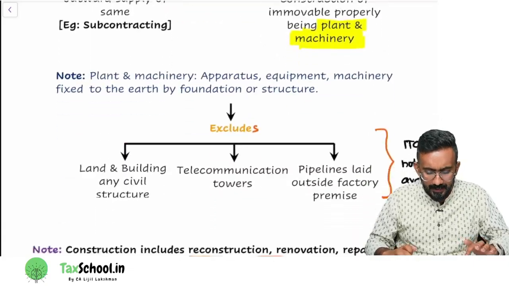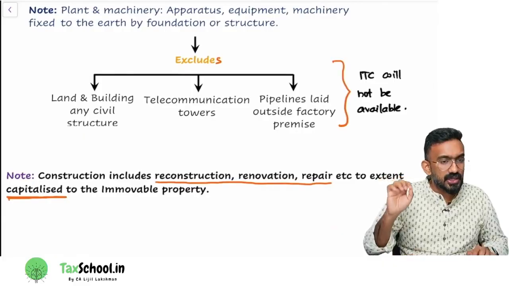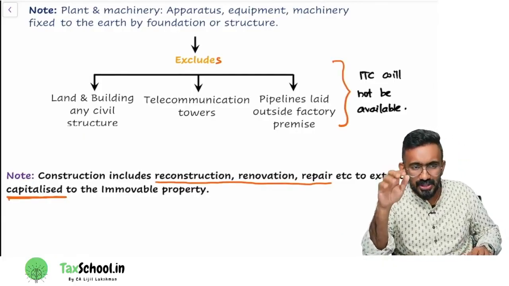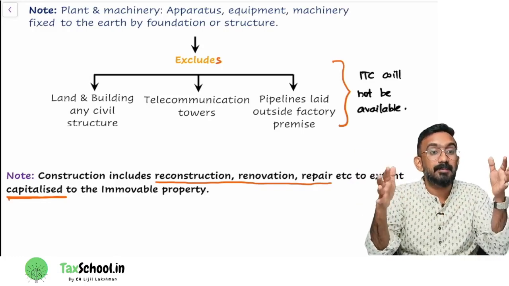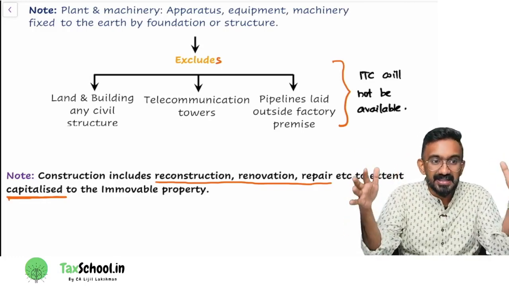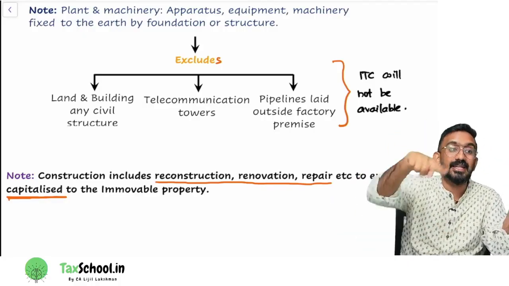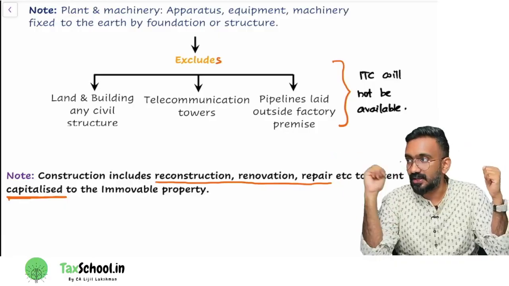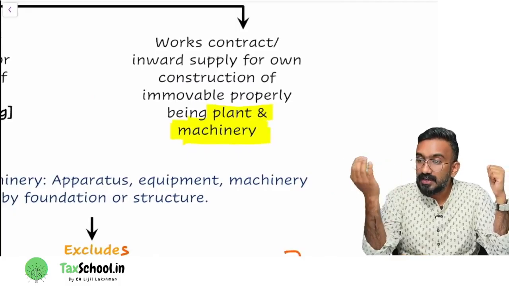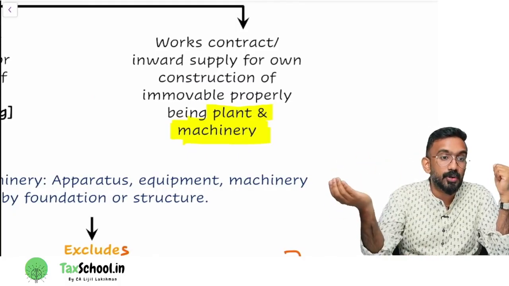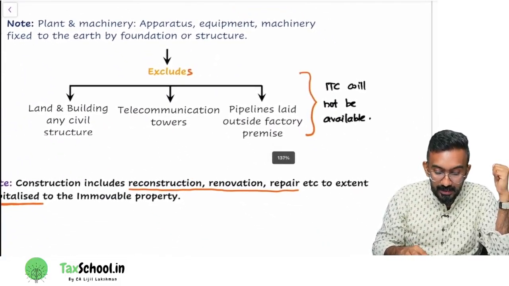Okay. Now, what is the exception that we have? The exception is if you are taking works contract or you're purchasing material, cement, steel, etc., and you're constructing an immobile property, but that is a plant. It's a machinery. Inside the factory, you're building a machinery which is attached to the earth with foundation, so it is an immobile property. Then you can take the credit. So look at the second exception: works contract service or inward supply for construction of immobile property being plant and machinery, you can take the input tax credit. Then we have to understand what you mean by plant and machinery.